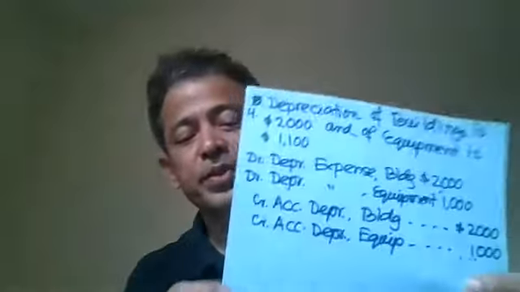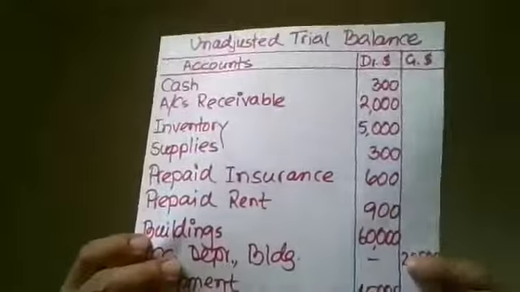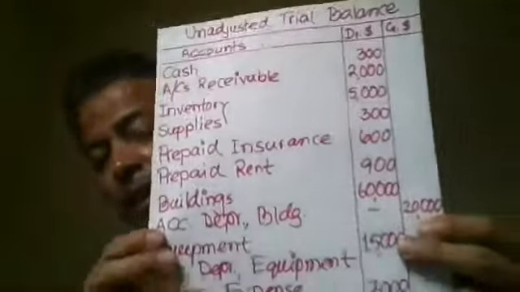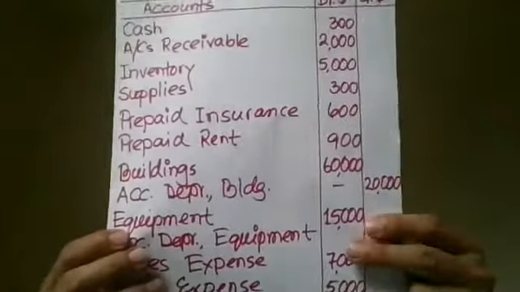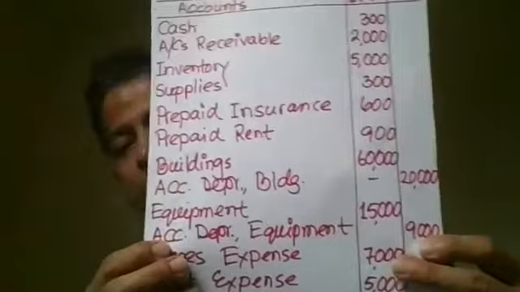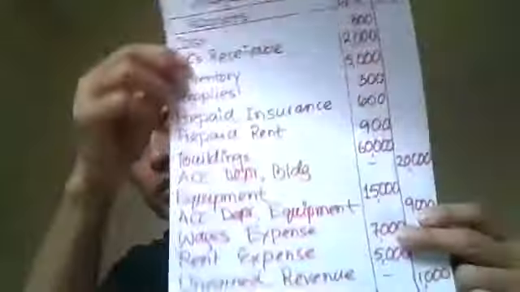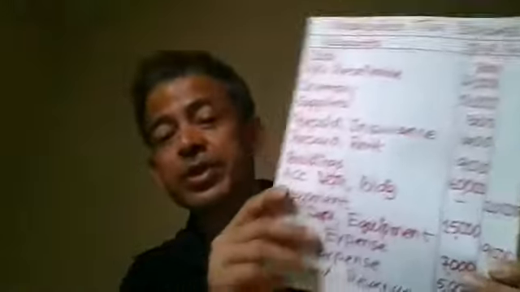Number 4, we are told, you can see we had a couple of assets here. We had buildings of $60,000 and accumulated depreciation on building was $20,000. We had equipment of $15,000 and accumulated depreciation on equipment of $9,000. So these 4 items correspond to 2 assets. One was building. The original cost was $60,000 and had some accumulated depreciation, which was $20,000. And equipment, original cost was $15,000, accumulated depreciation was $9,000.